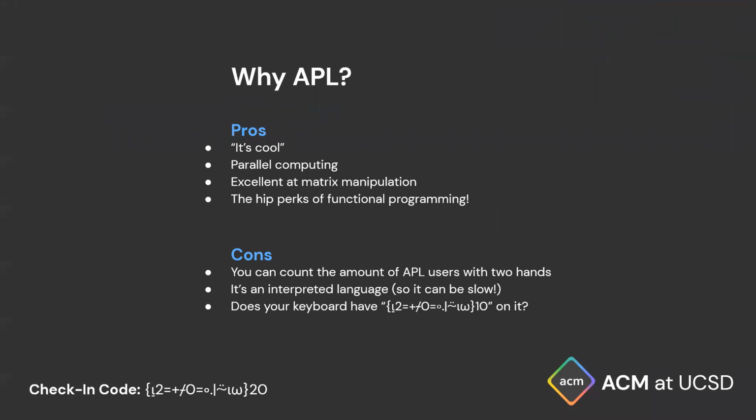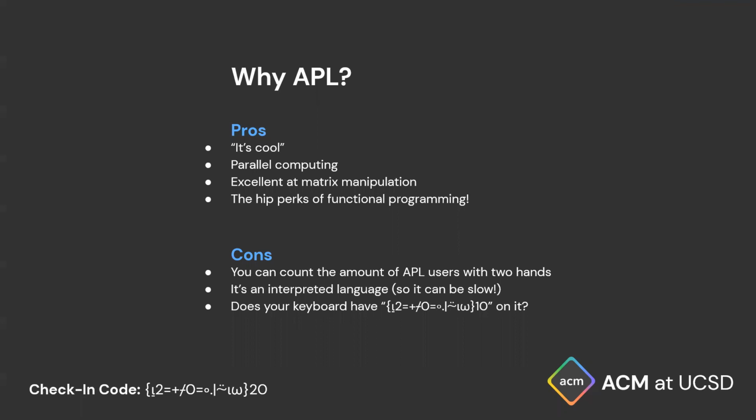So why should we use APL? First of all, it's a hipster thing. No one uses it, so we get to say it's cool. The other thing is parallel computing. It's very good at matrix operations, and it is a functional programming language. So all the perks of functional programming languages come with it.